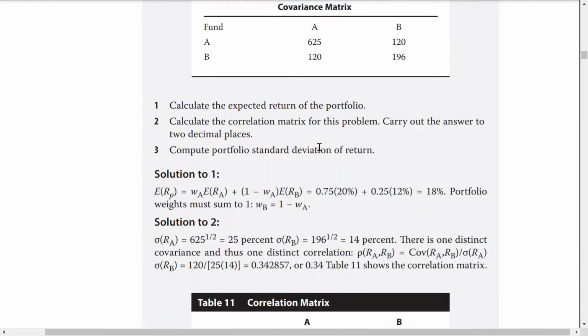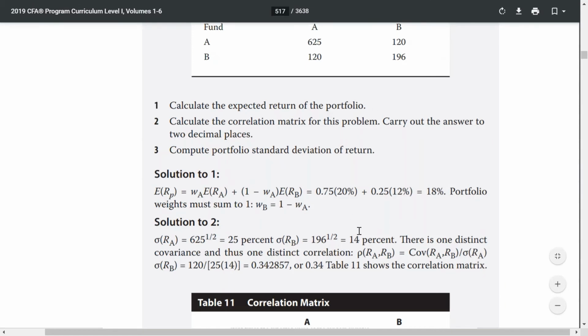Compute portfolio standard deviations. The solution to 1: you literally multiply by 2 and add them all up together. So you multiply by 2, right? You multiply the portfolio weighting by the returns. Add them up together, you get 18%.